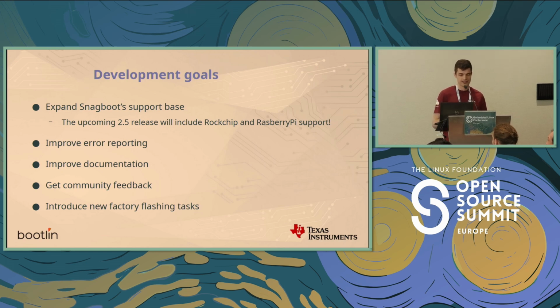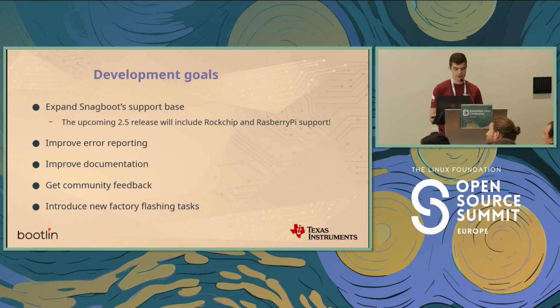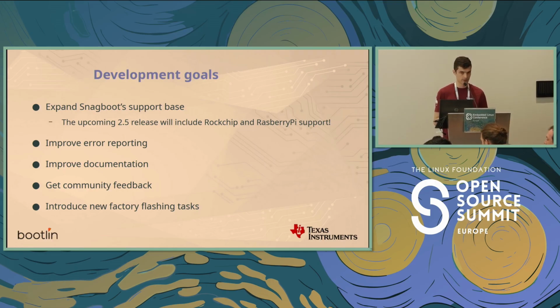We'd like to improve the UI and also the logging and error reporting, especially in Snag Recover and Snag Flash. We have some issues especially relating to USB permissions. We have some unintuitive logs being emitted, so we'd like to fix that. Maybe get nicely formatted documentation like all of the big mature projects have. Right now we just have the GitHub integrated docs. And introducing new factory flashing tasks would be really nice, like for OTP fusing, maybe memory checks, a lot of different ideas come up.